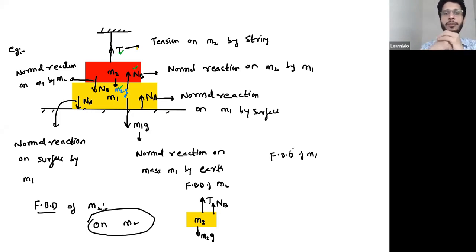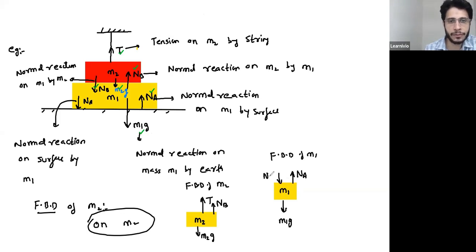Now tell me the number of forces which are acting on M1, FBD of M1. One force, second force, third force, right? Three forces are acting on M1. So the first force is weight, M1G. The second force is normal reaction, which is acting upwards, it's NA. Third force is normal reaction, which is acting from the top end. So this is how we draw FBD. While drawing FBD, we consider only those forces which are acting on the body.